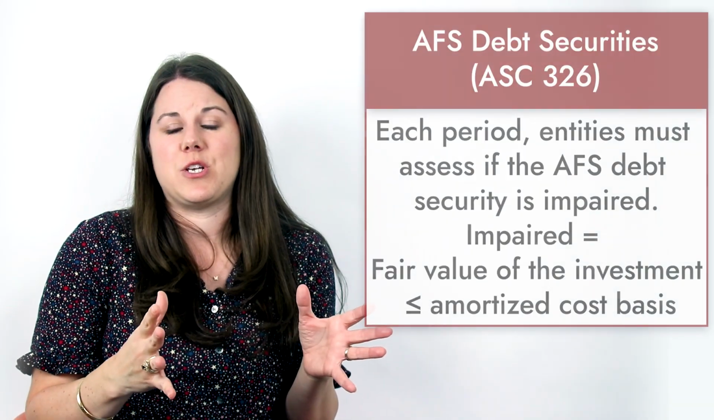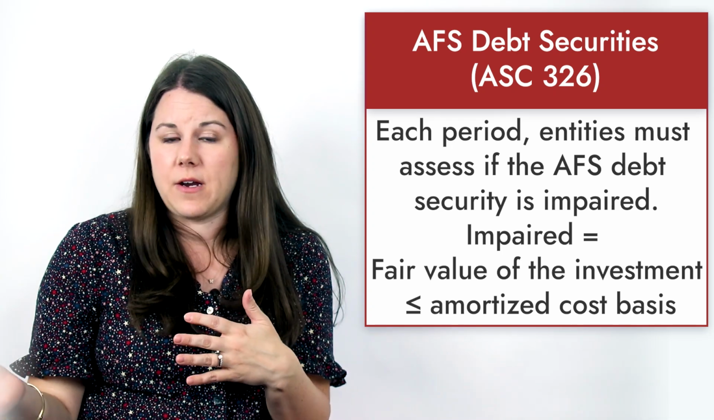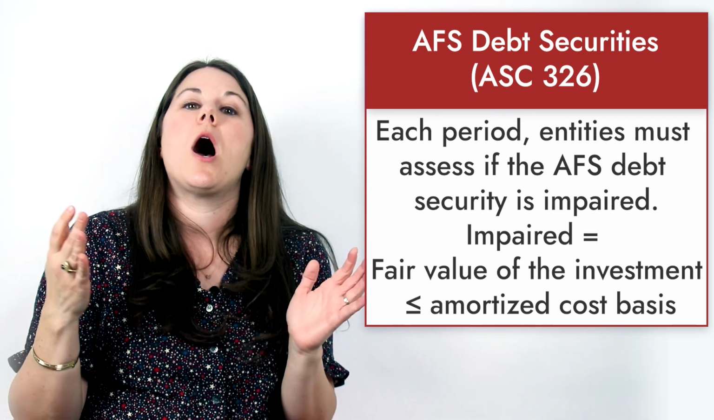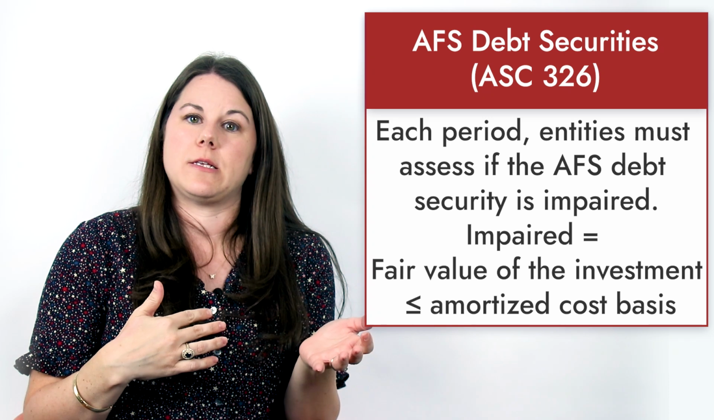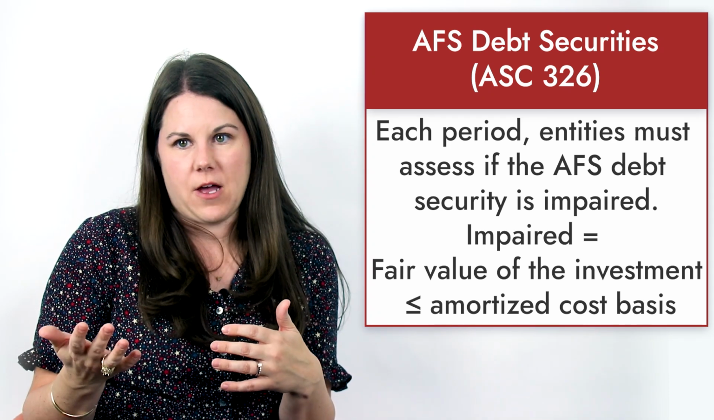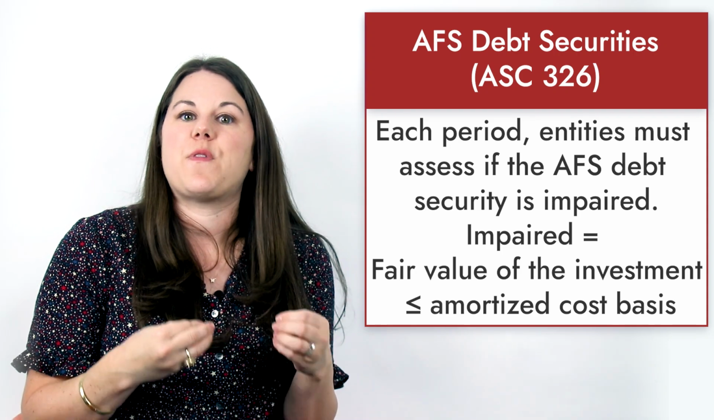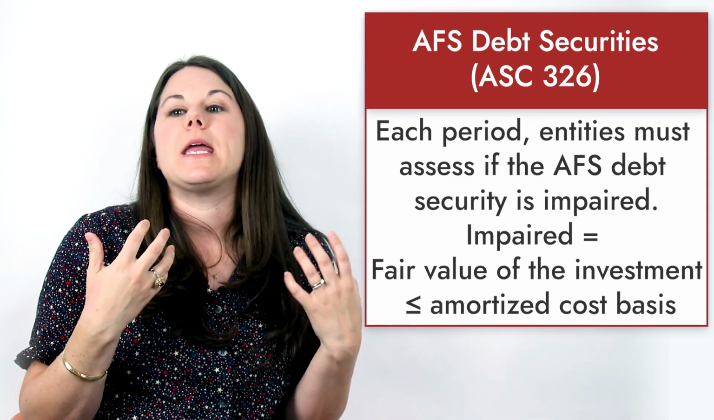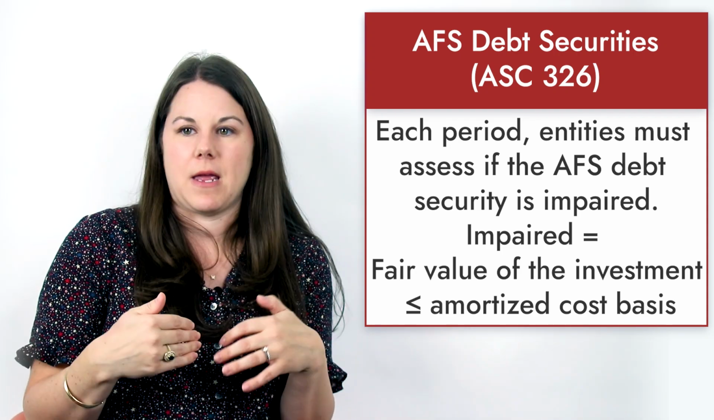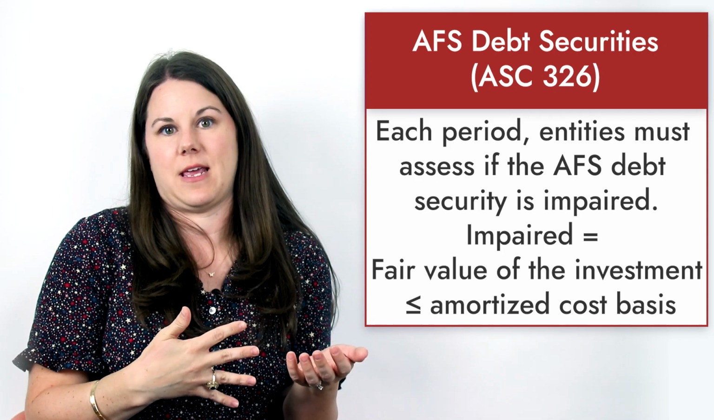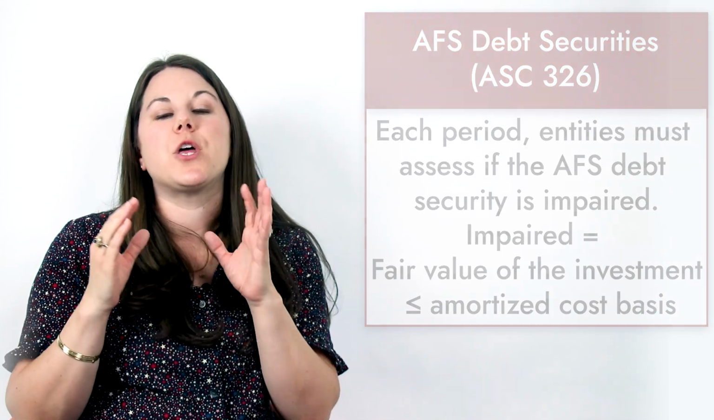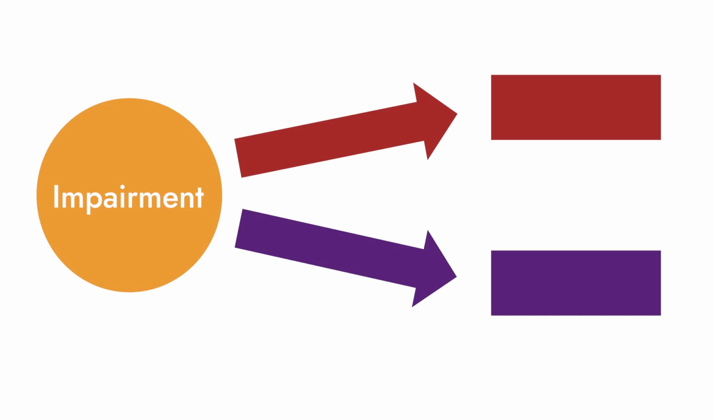Okay, we need to get to the second model. Under ASC 326, the second model, found in ASC 326.30, applies to AFS debt securities. So those are accounted for at fair value each period. Each period, though, entities need to assess if that AFS debt security is impaired. Impaired means the fair value is less than the amortized cost basis. The cause of that impairment amount dictates where we are going to recognize that amount in the financial statements.